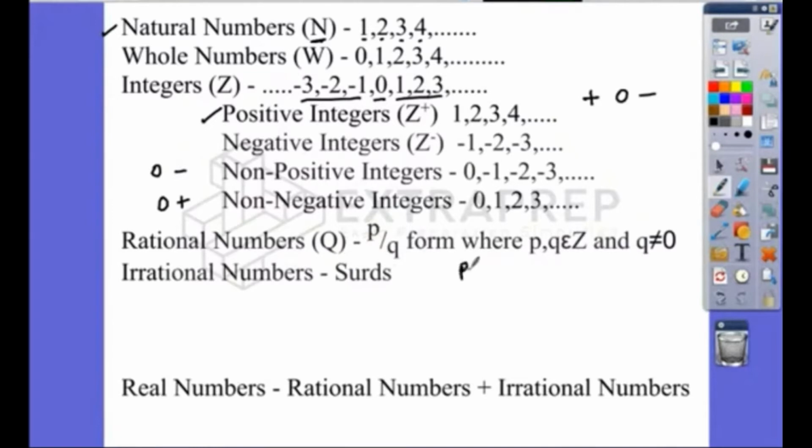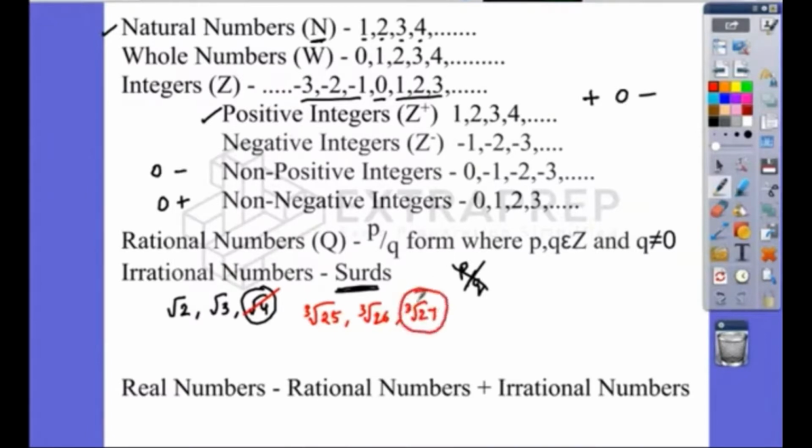Now, irrational numbers are numbers which cannot be written in the form of p by q. For example, surds. See, root 2, root 3. These are surds. Now, root 4 is equal to 2, so root 4 is not a surd. Any number which is inside roots but cannot come out of the roots is said to be an irrational number. So, for example, cube root 25 is an irrational number. Cube root 26 is an irrational number, but cube root 27 is not an irrational number because this is equal to 3.